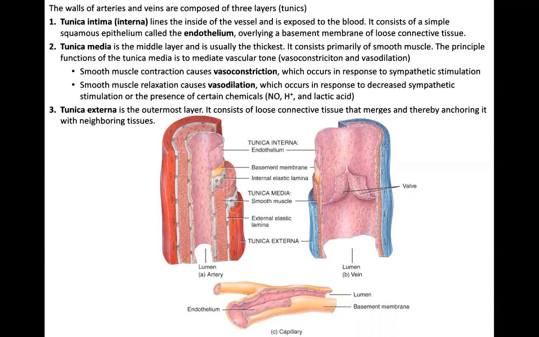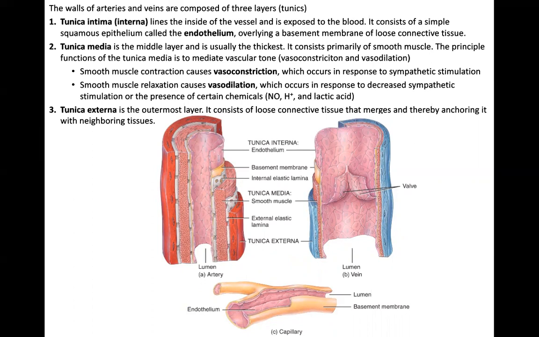We're specifically focusing on this page about arteries and veins, which both are made up of 3 layers or 3 tunics. A tunica intima, which is the innermost, also known as a tunica interna, is going to line the inside of our vessels and is exposed to our blood, made up of simple squamous epithelium we call endothelium, similar to the inner lining of our heart, what we call endocardium.